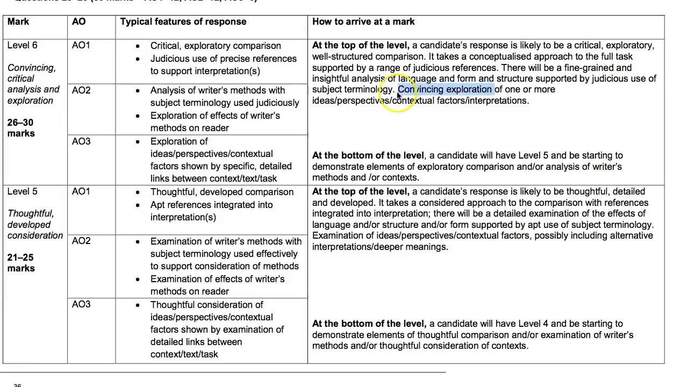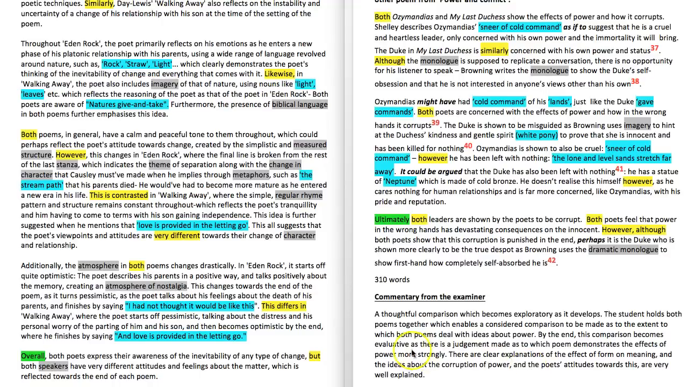Okay, the final skill that the examiner's after is a convincing exploration. Well, how do you show that you've been convincing? You know, what are you trying to convince the reader about? Well, that's where the word evaluative comes in, and where that tentative language comes in. That shows that you're exploring and forces the examiner to put you in the top band.